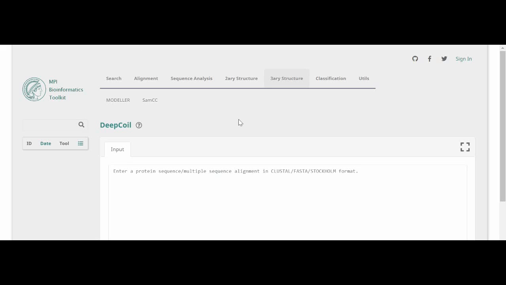Now, in terms of other websites that have useful bioinformatics tools, the MPI Bioinformatics Toolkit is pretty useful. See here, tertiary structure, secondary structure, there's sequence analysis. So if you want to look for coiled coils, for example, you can align with other sequences, search for different proteins with similar sequences, similar homology, things like that. So the MPI Bioinformatics Toolkit is another useful resource besides ExPASy.